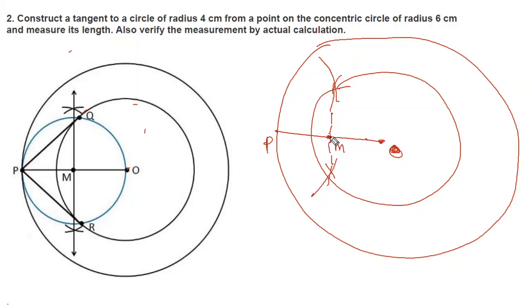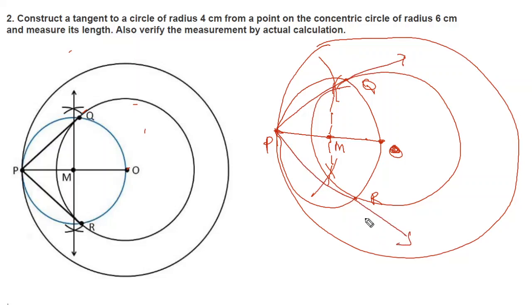Now take M as center and PM as radius, and draw a circle. So we have drawn another circle. Here you get 2 points, say this point is Q and this point is R. Now we have got 2 points Q and R. Just join PQ and PR. Now you see PQ and PR are the two tangents in this construction.